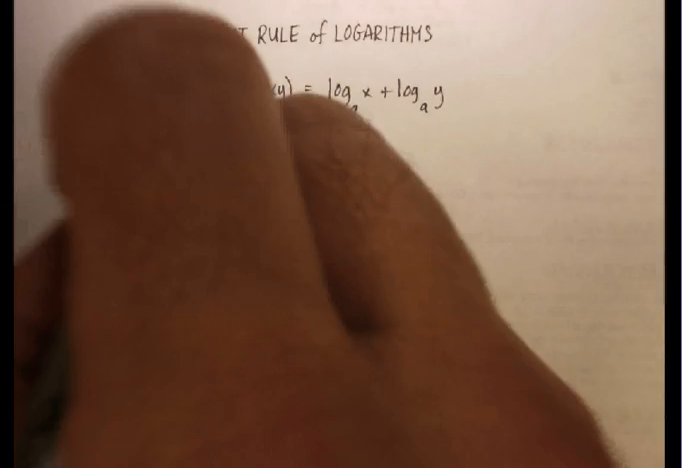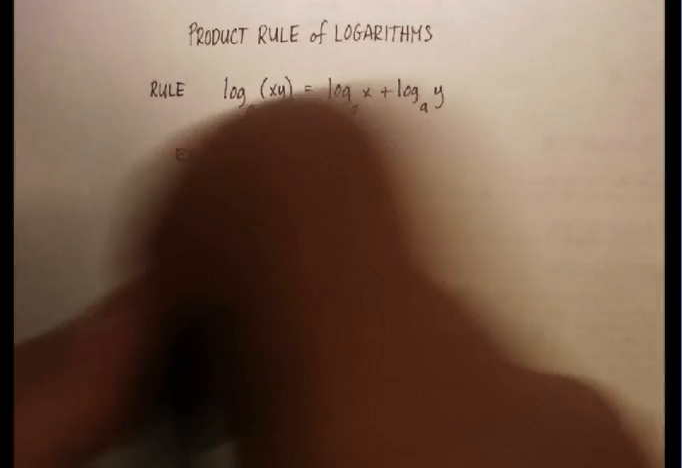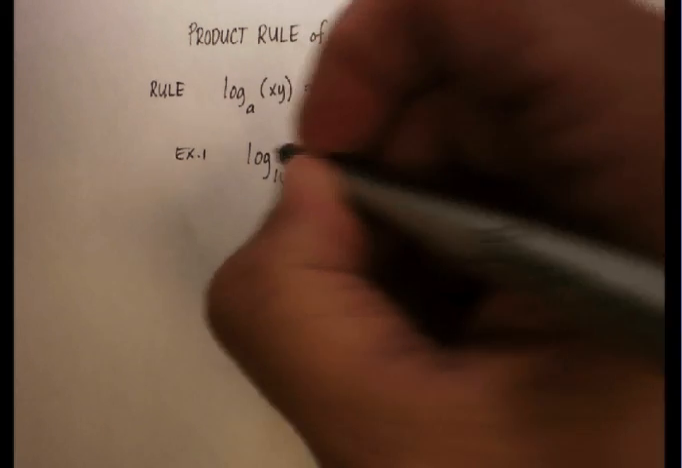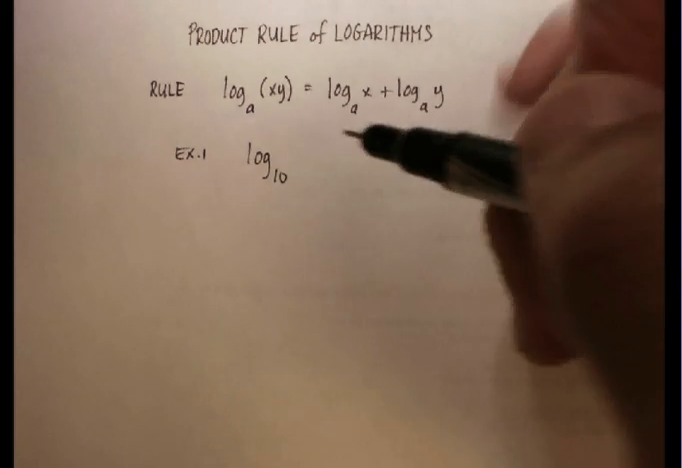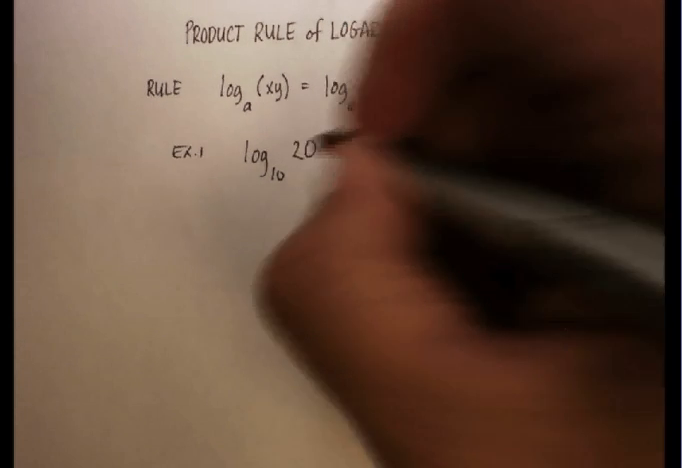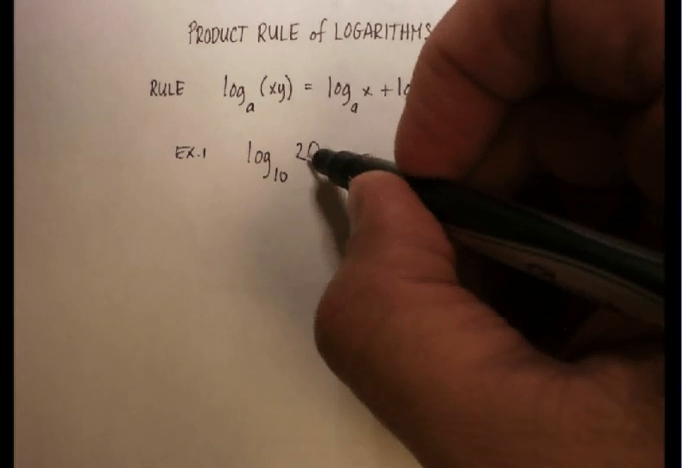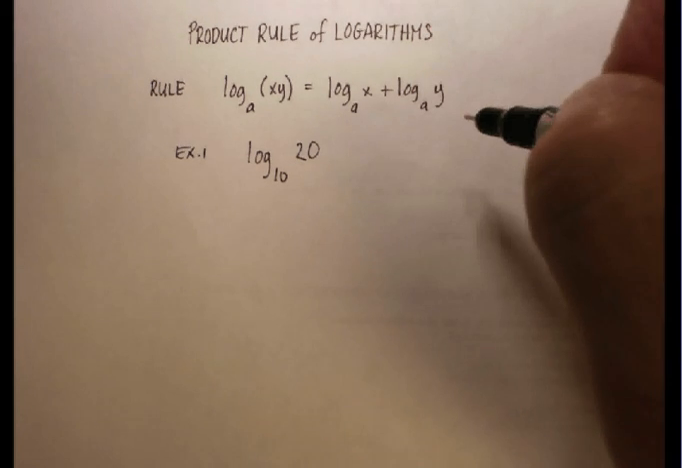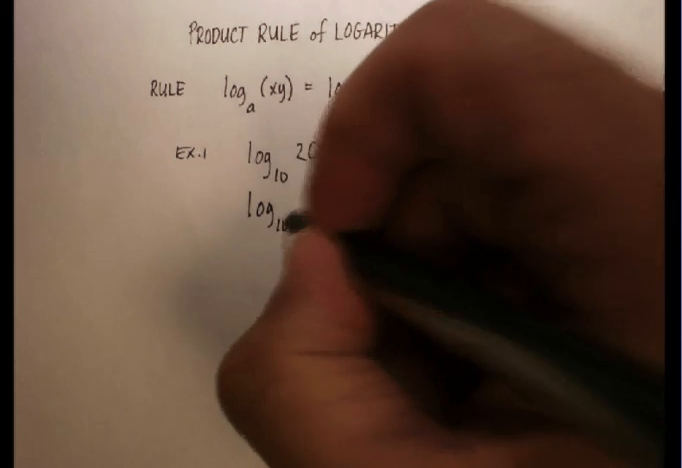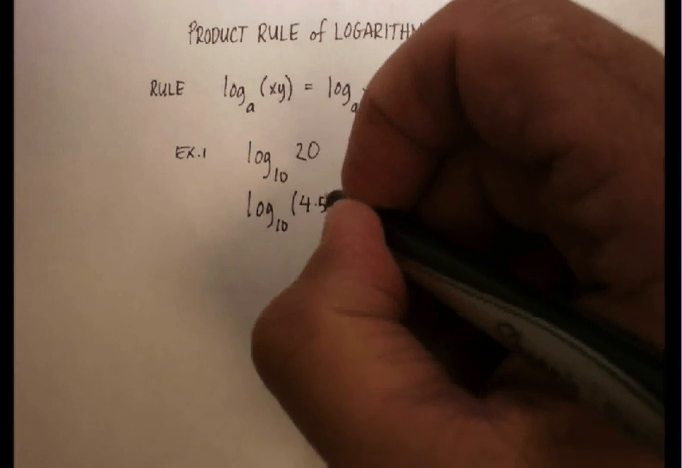Let's take a look at this particular problem. We'll call this example 1. Let's say I have log, and let's just use base 10 because that's what our calculators are calibrated to do. I'll say log base 10 of 20. Alright? What we want to do is find two factors of 20 that we can express as a sum. So I'm going to change log base 10 of 20 to log base 10 of 4 times 5.